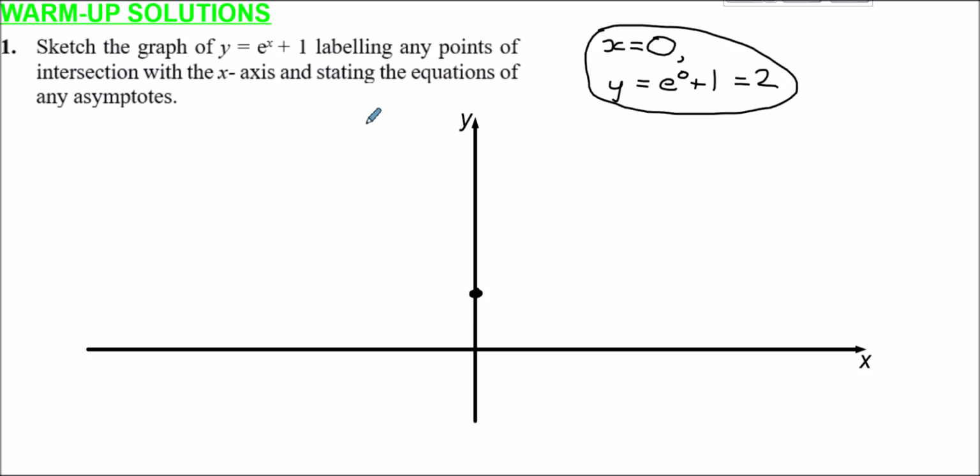The next thing we need to do is to think about what happens when x gets large. Well, when x gets large, this is going to shoot off towards infinity. A positive number to the power of something large is going to be huge. Whereas when x goes towards negative infinity, this is going to get smaller and smaller and smaller until eventually this becomes meaningless. The only thing we'll have left is this 1. What this means is, as x gets smaller and smaller, our graph will shrink down and approach the line where y is equal to 1.